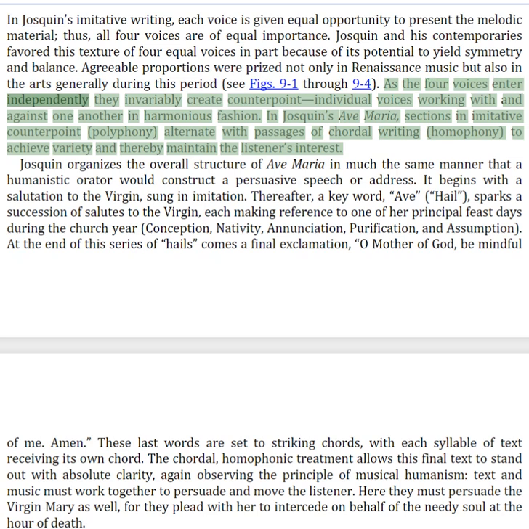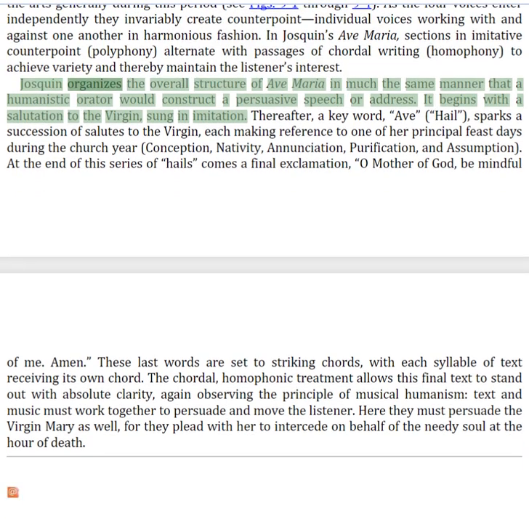As the 4 voices enter independently, they invariably create counterpoint, individual voices working with and against one another in harmonious fashion. In Josquin's Ave Maria, sections in imitative counterpoint alternate with passages of chordal writing to achieve variety and thereby maintain the listener's interest. Josquin organizes the overall structure of Ave Maria in much the same manner that a humanistic orator would construct a persuasive speech or address.